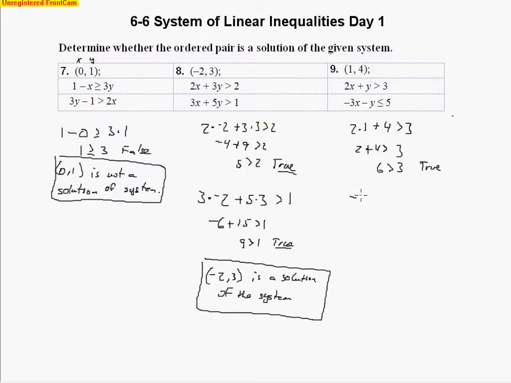So negative 3 times 1 minus 4 needs to be less than or equal to 5. So I do some work there, and negative 3 minus 4 is less than or equal to 5, or at least it hopefully is. And when we finish off the work there, it makes negative 7, yes, and it truly is less than or equal to 5. So we have another true statement. So since both are true, we say that 1 comma 4 is a solution of the system.